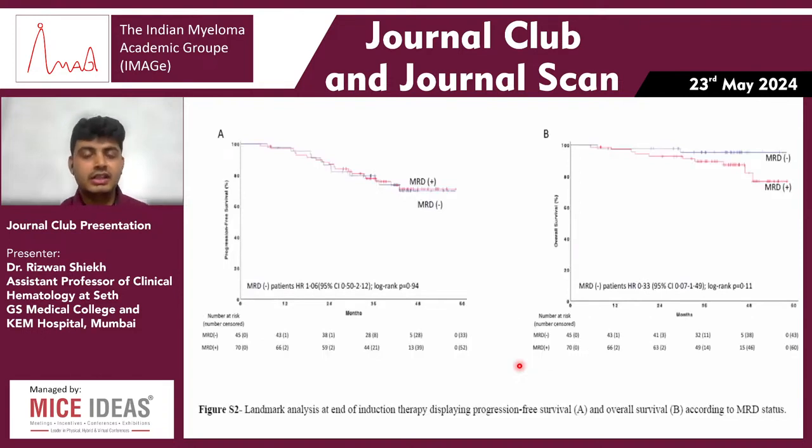Now, this is another interesting thing. What they have shown is that if MRD is positive after induction or after transplant, because we are giving KRD consolidation in transplant, we are able to overcome the negativity of the early MRD positivity. So whether you are MRD positive or negative at the earlier stages of treatment, like post-induction or post-consolidation, you don't tend to have a significantly worse outcome in the overall analysis. As you can see, there is a p-value of 0.94 and 0.11.